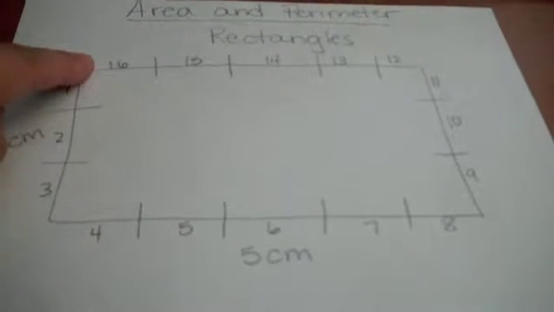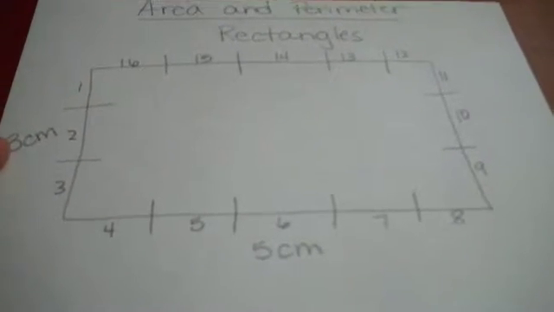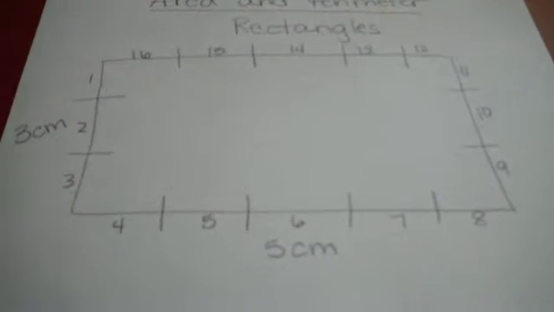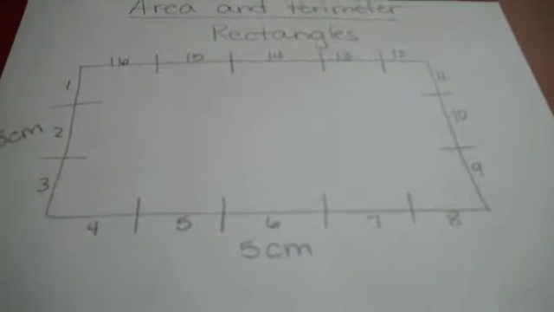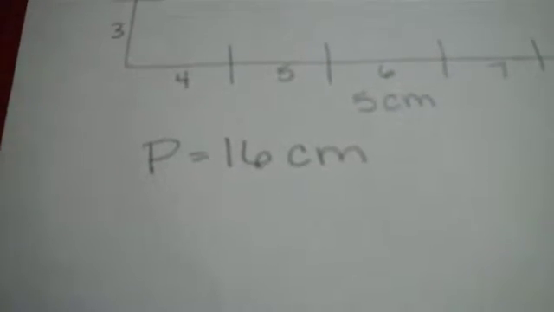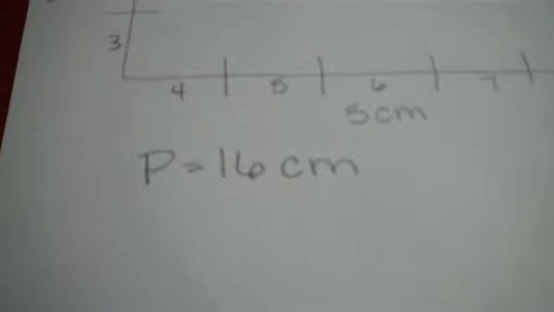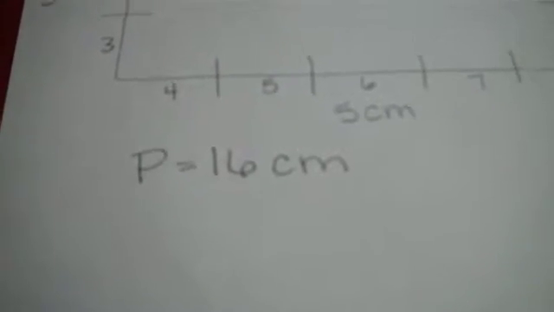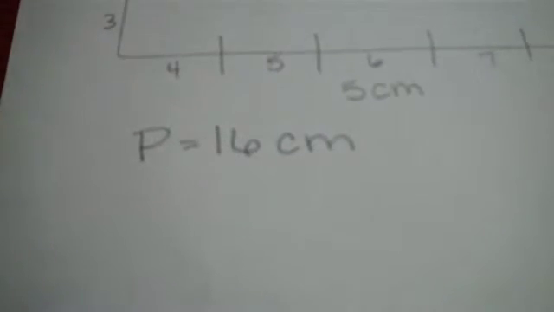This means that the perimeter of my rectangle with the dimensions 3 centimeters and 5 centimeters has a perimeter of 16 centimeters. Students should write their answer like this. They're going to write P equals 16 centimeters. Has to be a capital P, that stands for perimeter, and that is the standard notation in all of mathematics.